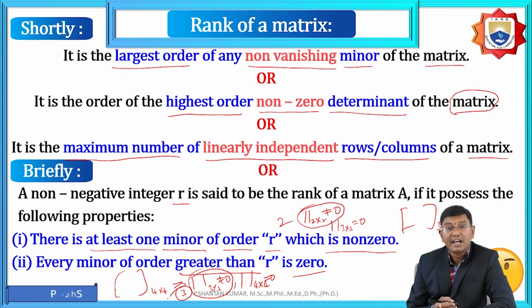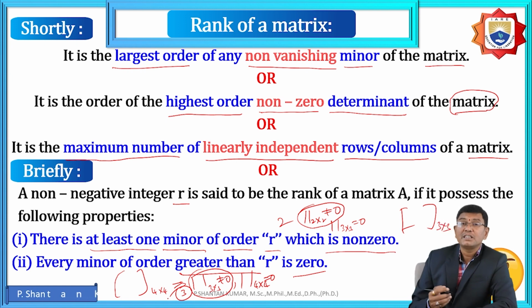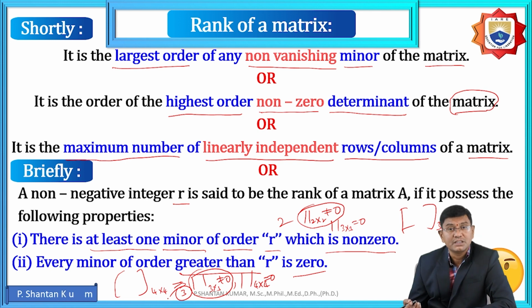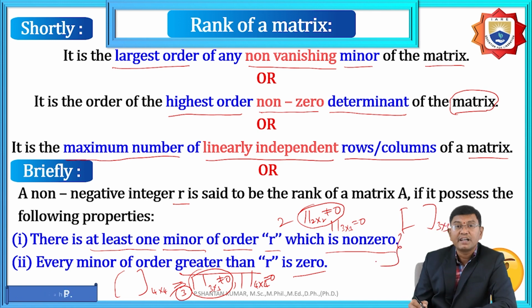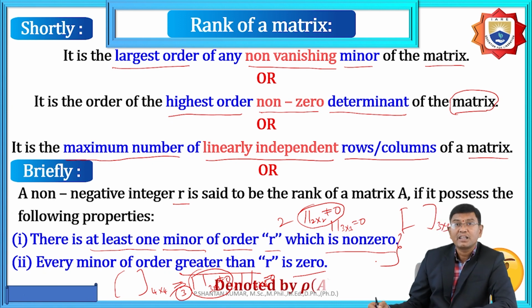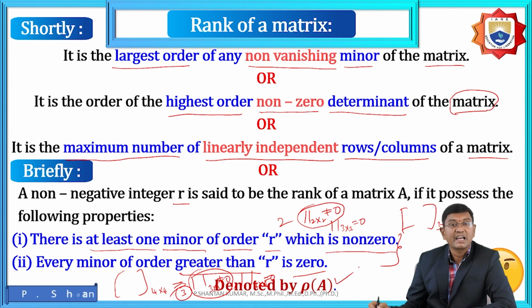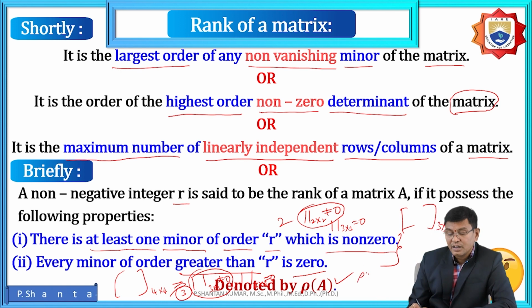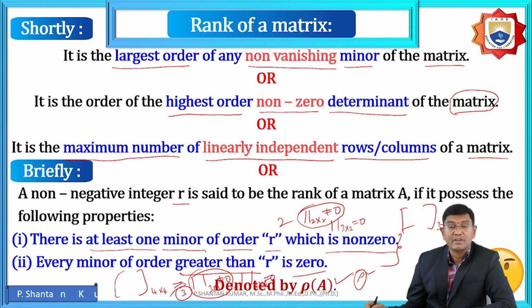Here, if it is saying the rank of a matrix is R, then the minor of order R is not equal to 0, and the minor of order R plus 1 is equal to 0. Based upon these two, we can define the rank of a matrix briefly. It is also denoted by the symbol rho of A. Sometimes it is called rho, not P, and it is denoted as rho of A. This is the terminology.